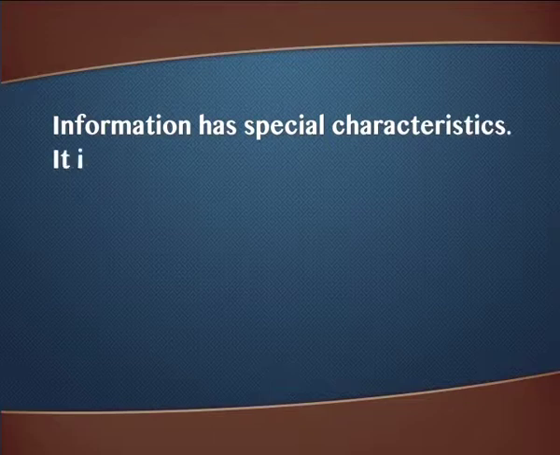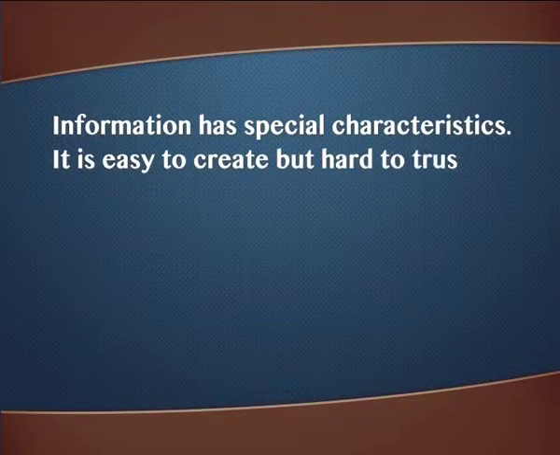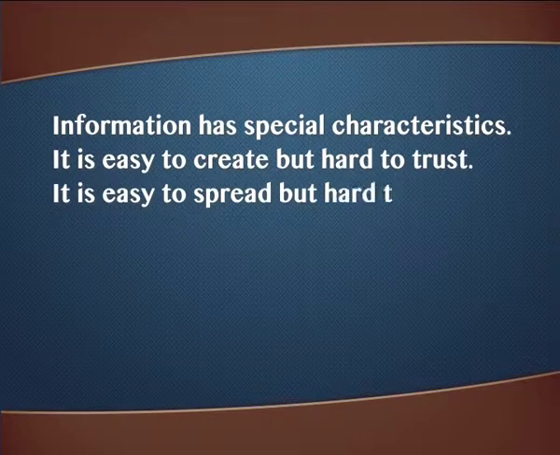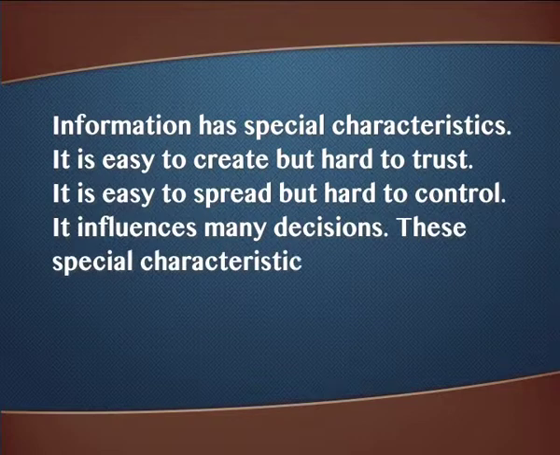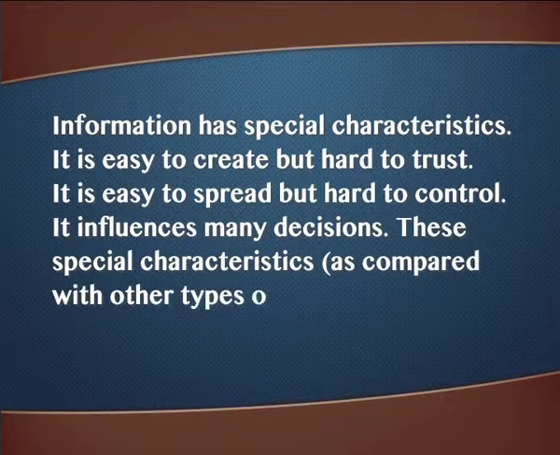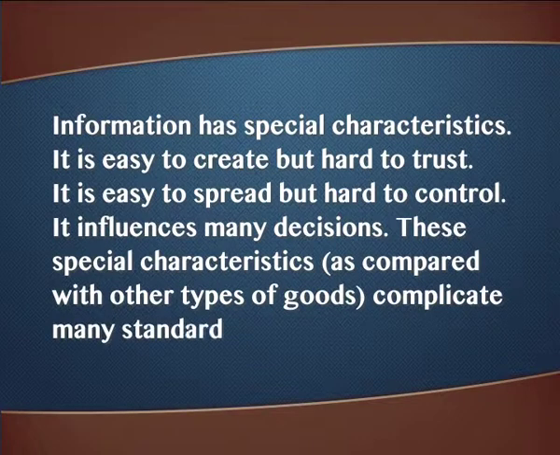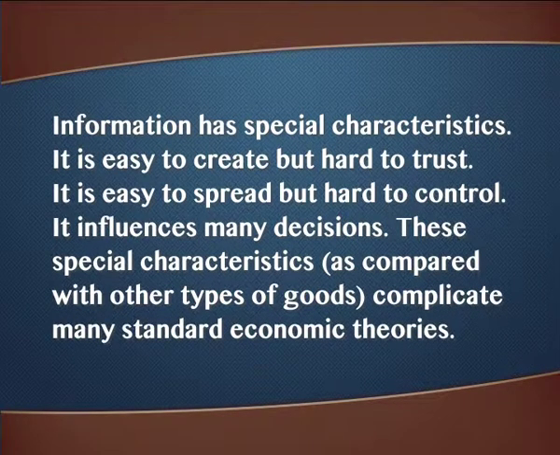Economics of information. Information economics, or the economics of information, is a branch of microeconomic theory that studies how information and information systems affect an economy and economic decisions. Information has special characteristics. It is easy to create but hard to trust. It is easy to spread but hard to control. It influences many decisions. These special characteristics, as compared with other types of goods, complicate many standard economic theories.